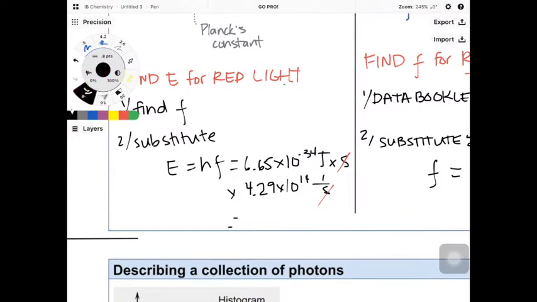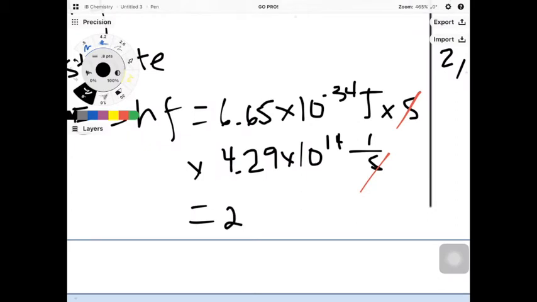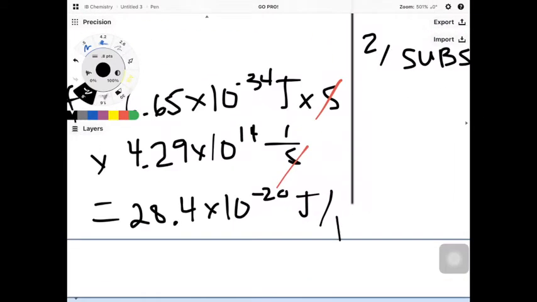And again, the 6.65 times 10 to the negative 34 can be found in the data booklet. If we were to look at units, our seconds cancel out, so we get joules, which makes sense because our energy is measured in joules. Now, this is the amount of joules for 1 photon of red light.